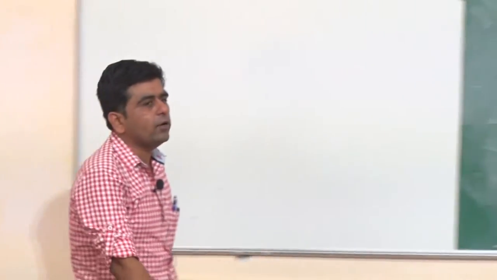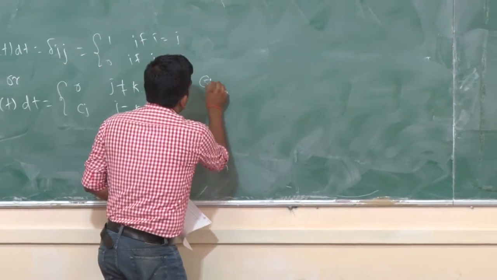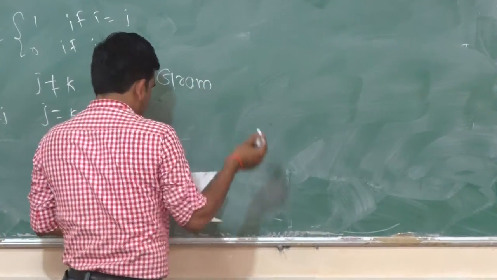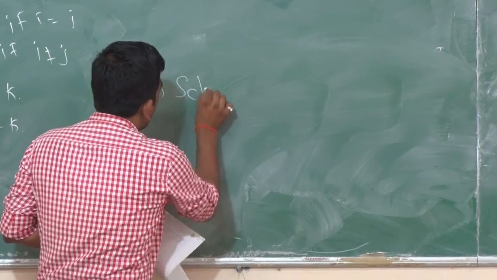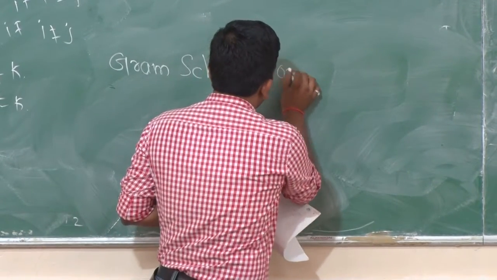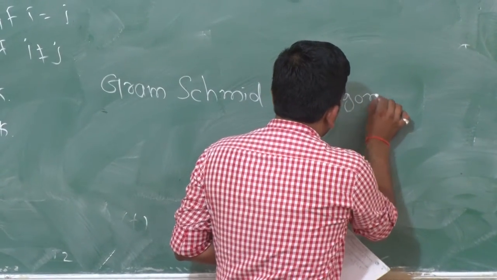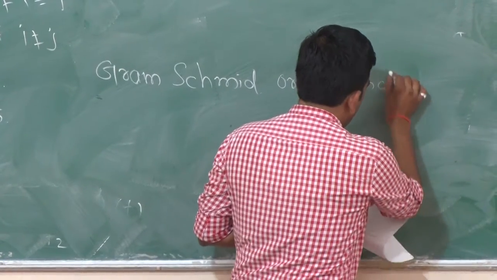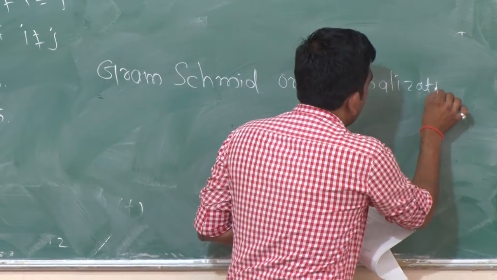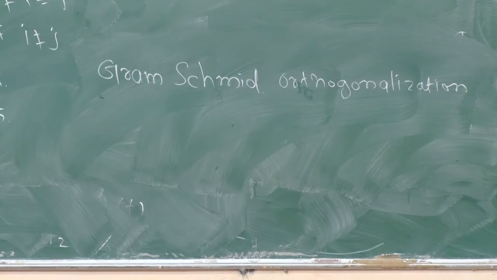So here we have to see the procedure to find out the basis function. This is known as... give a heading: Gram-Schmidt ortho.